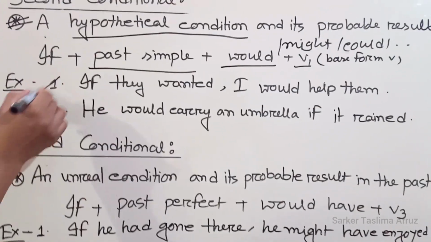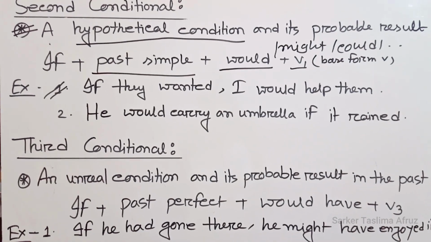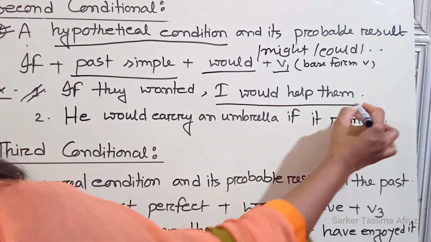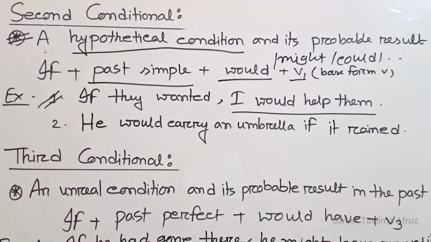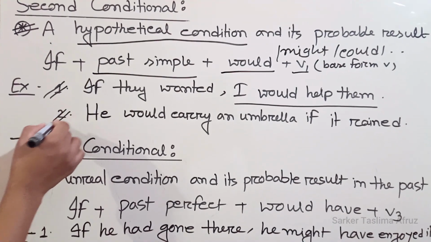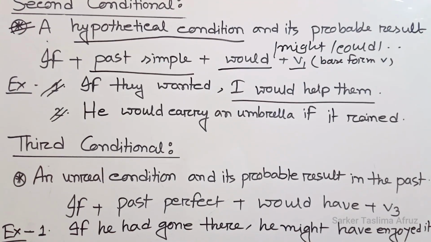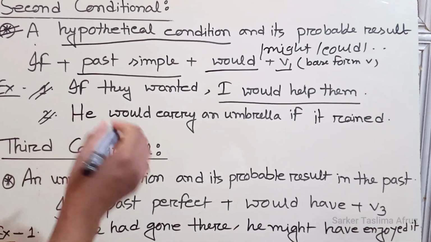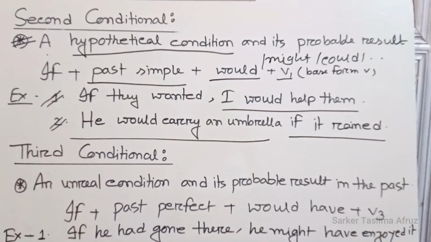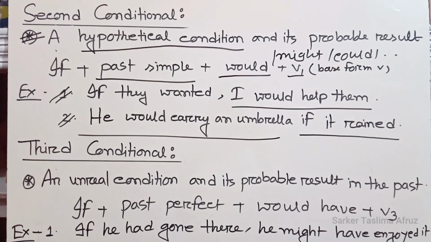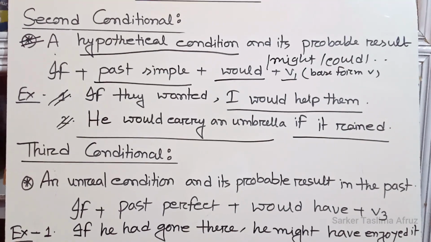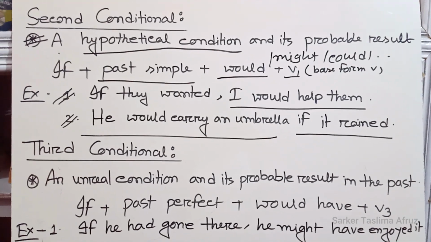Well, dear students, here are some examples. First one, if they wanted, I would help them. I'm talking about past. So you understood it's unreal, it's not possible now. So it's a hypothetical condition. Next one, he would carry an umbrella if it rained. Basically here he's talking about past. So if it rained, then he would carry an umbrella. Here as well I have written if in the middle of the sentence. So you can write if at the beginning or in the middle of the sentence.